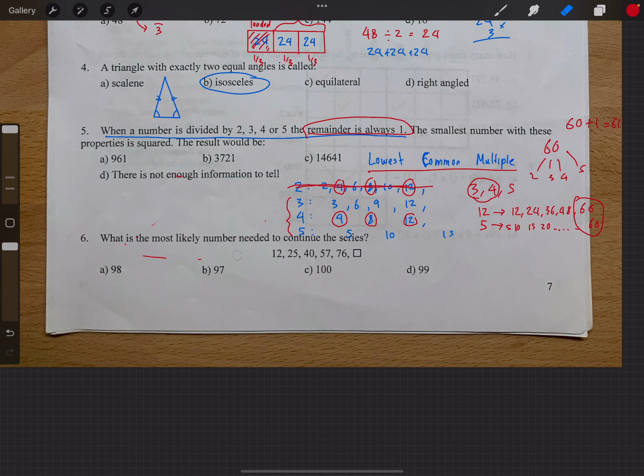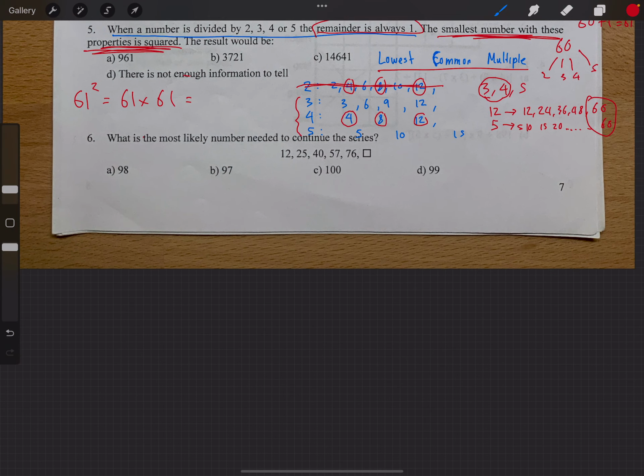Okay, so it says the smallest number with these properties is squared. The number 61 squared means 61 times 61. The result would be what? You work out the answer for that, and you have to find out which one of these multiple choice options is the one you should circle.